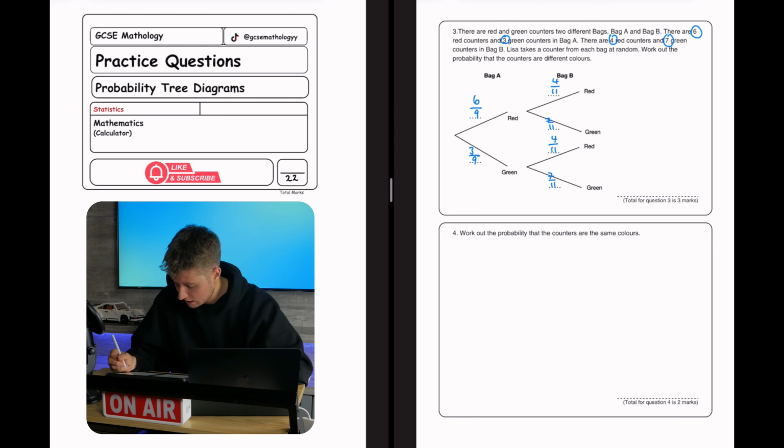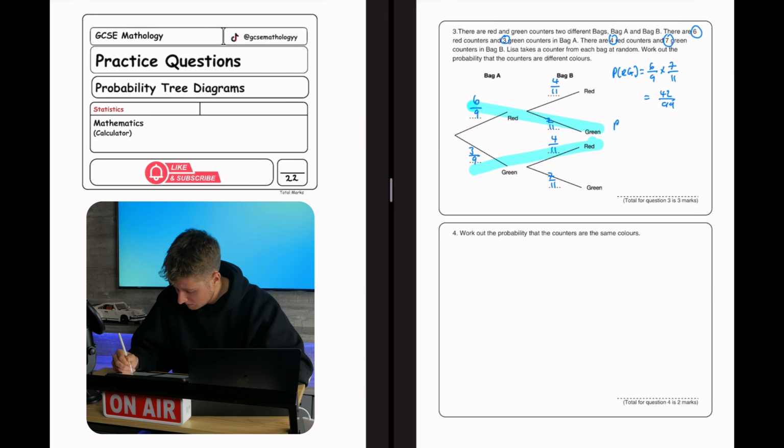So, work out the probability that the counters will be different colours. So let's draw the paths for the different coloured counters. So we've got red counters and then green counters. And then we've got green counters and then red counters. So like in the question before, we're going to multiply along the branches. So the probability of red and then green is equal to 6 over 9 multiplied by 7 over 11. So 6 times 7 is 42 over 99.